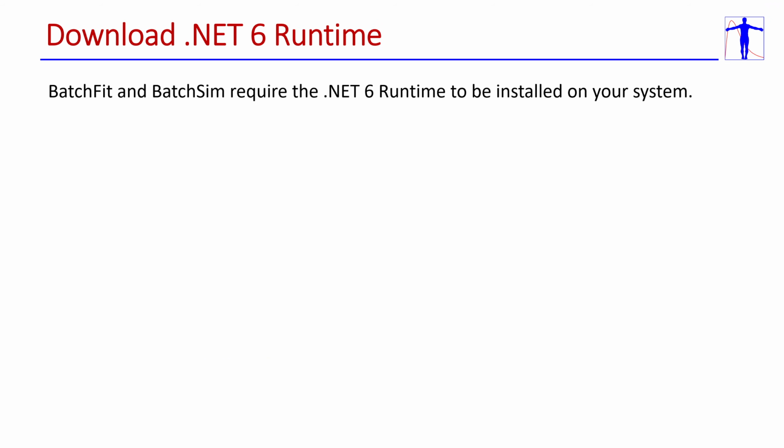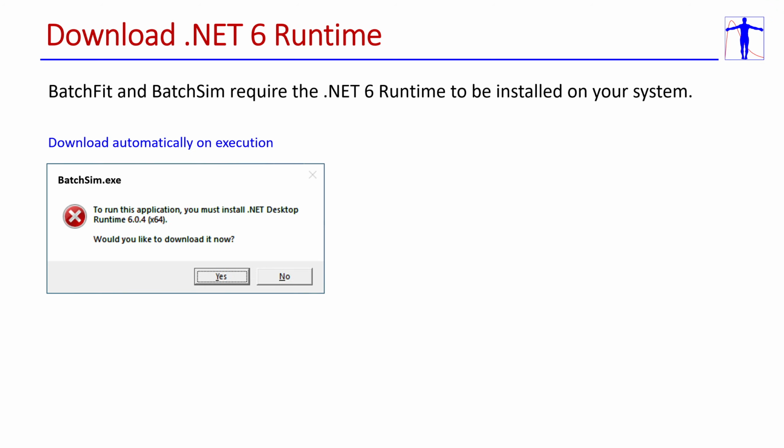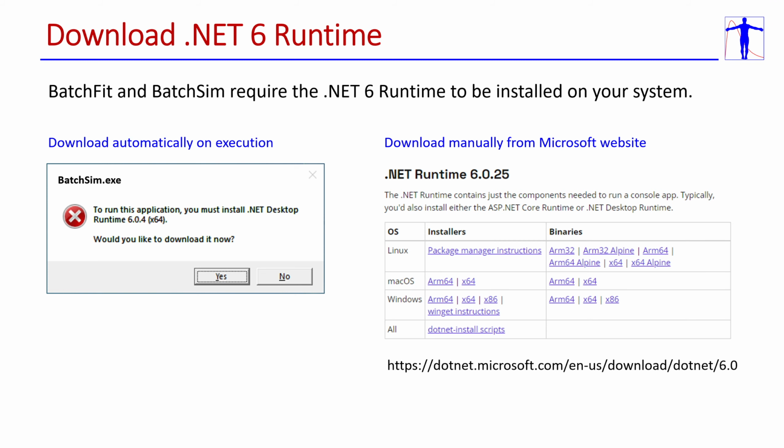BatchFit and BatchSim require the .NET 6 runtime to be installed on your system. You will be offered to download and install .NET 6 if you launch BatchSim on a system without .NET 6 installed. Please note that this action requires administrator rights to complete. You can also download the .NET 6 runtime manually from the Microsoft website. Make sure you download the 64-bit version of the .NET 6 runtime.